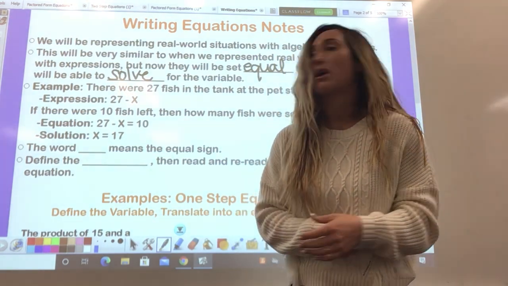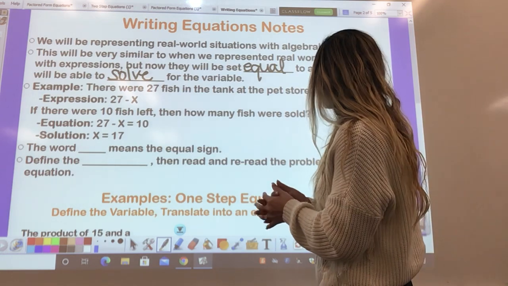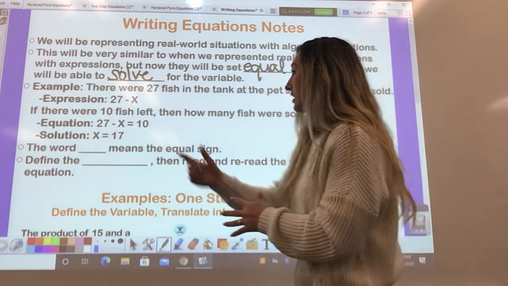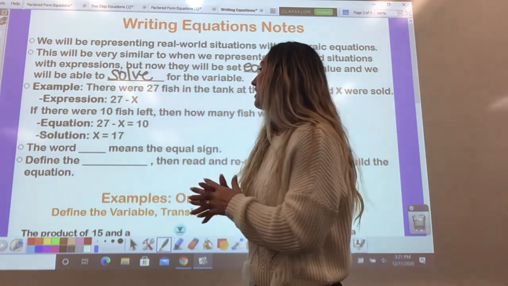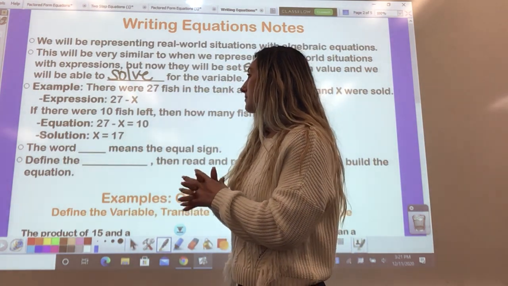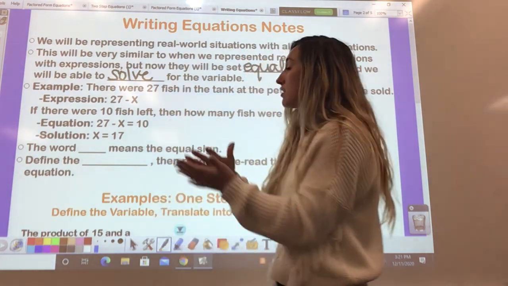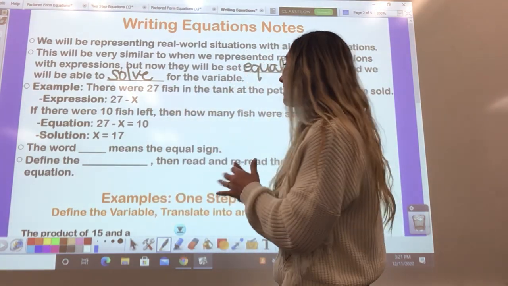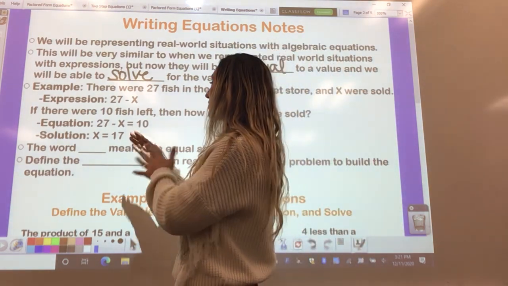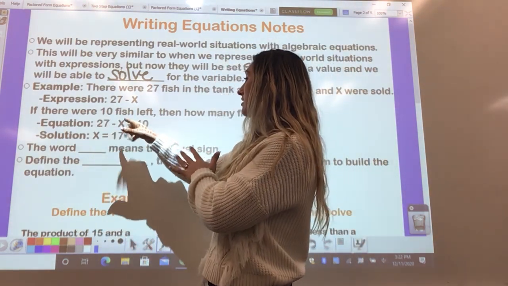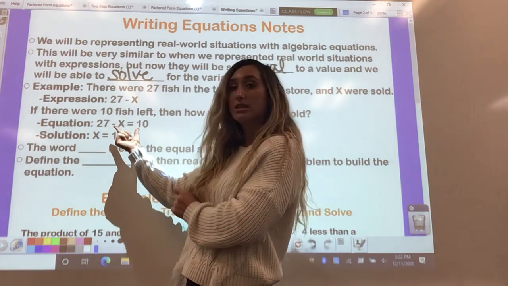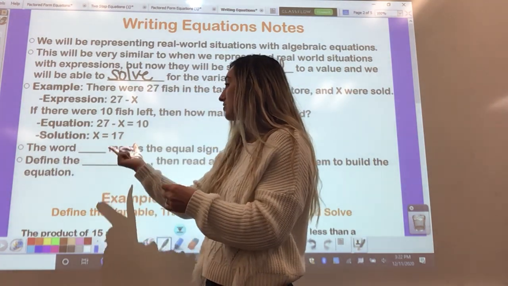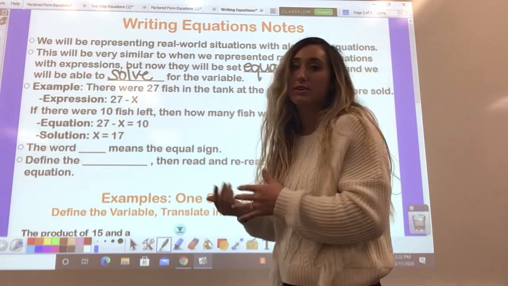So for example, if there were 27 fish in the tank at the pet store and x were sold, that could be represented with the expression 27 minus x, and you can't really solve that. Depending on what x is, then you can solve it. But in the form of an equation, if there were 10 fish left, then how many fish were sold? So there were 27, some were given away. That equaled 10. There were 10 left over. So given that scenario, it can be represented with this equation. And then we can find the solution, x equals 7. That's how many fish were sold.